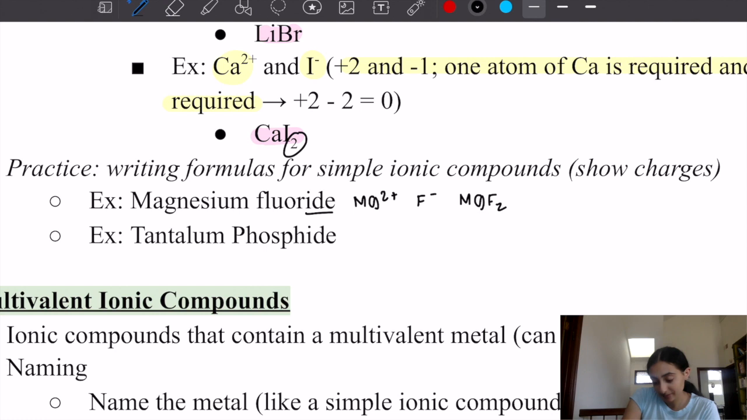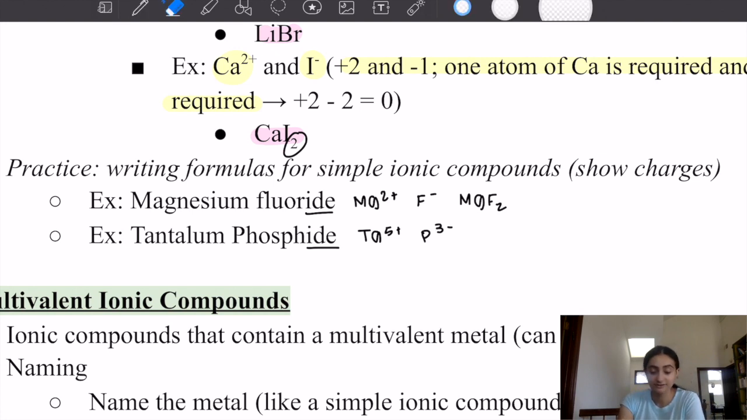We know this is a simple ionic compound because of the "ide," and we know the nonmetal we're talking about is phosphorus. So let's locate tantalum because we've got to name the metal first. That is number 73. I'm going to write Ta5+ because that is the charge on tantalum. And now phosphorus has a -3 charge. Now this one is a little bit more complicated because you can't just multiply phosphorus by 2, because then you'll have -6 and +5, and that won't balance out.